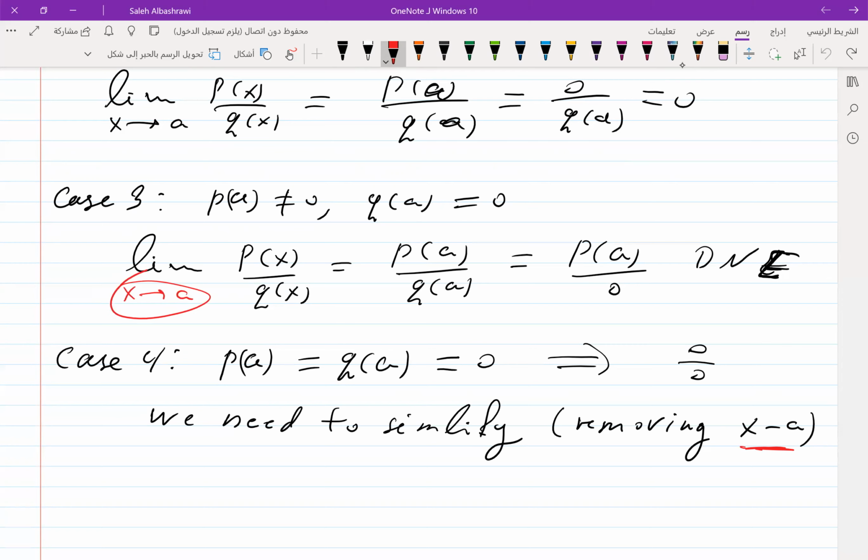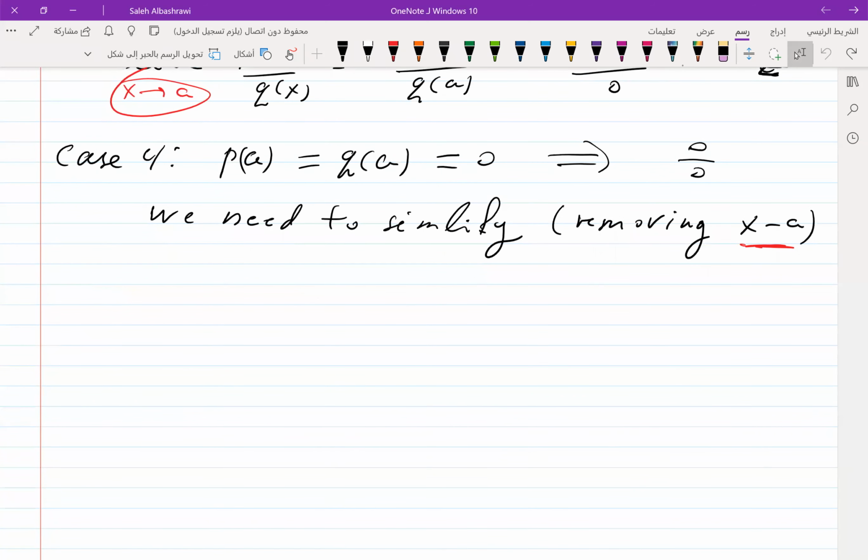If we move a to the other side, I will have x minus a, and that will be a common factor between the numerator and the denominator. Now let's take some examples to make this idea clear.